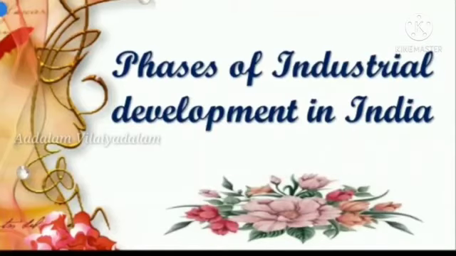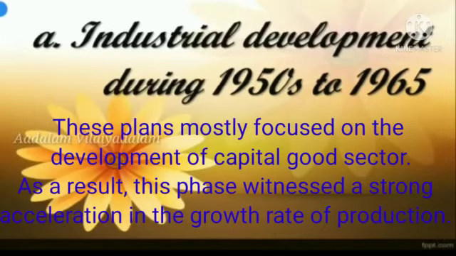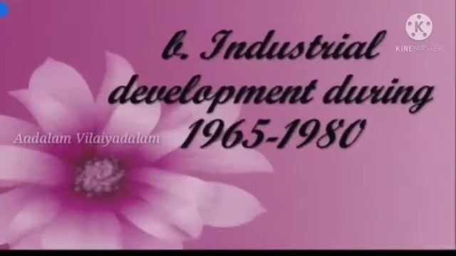Phases of industrial development in India. Industrial development during the 1950s to 1965. During this phase, a majority of consumer goods were produced in India. The industrial sector was underdeveloped with weak infrastructure. Technical skills were in short supply. The first three five-year plans were very important because their aim was to build a strong industrial base in independent India. As a result, this phase witnessed a strong acceleration in the growth rate of production.